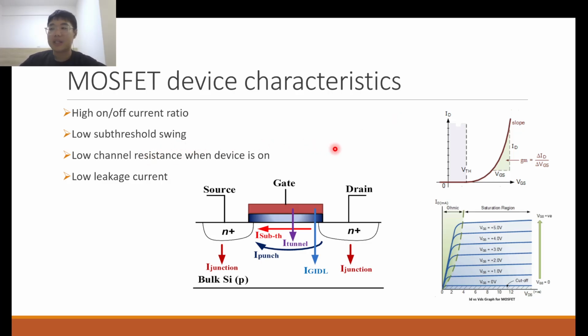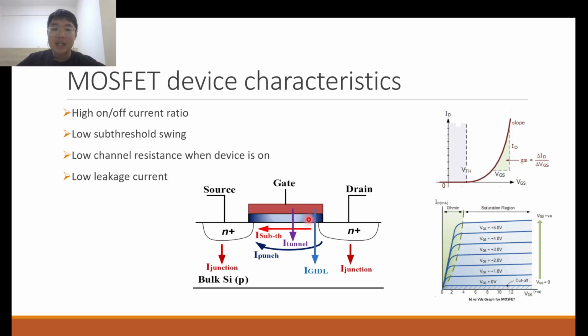Subthreshold swing is the amount of voltage needed to introduce an increase in the current in the subthreshold region. We want it to be lower so that it's better able to turn on the device. We also want a low channel resistance when the device is on, so that there's not too much joule heating and not too much resistance that reduces the current as well. And we also want low leakage current, so we'll maybe go more into this later on when we talk more about the device itself and fabrication considerations.